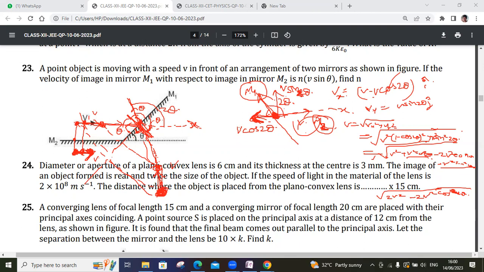Then this will not be cos square 2 theta. This will be cos 2 theta minus 2ab, right? Cos 2 theta. So here I can take 2b square common. What I will get? 1 minus cos 2 theta. And we know 1 minus cos 2 theta is 2 sin square theta. So it becomes 2 sin square theta, 2 times 4, root of 4b square sin square theta. So it becomes 2b sin theta. So b sin theta into 2. So n is 2.